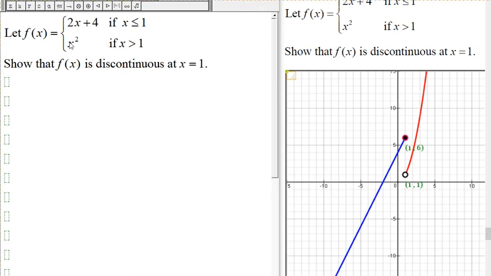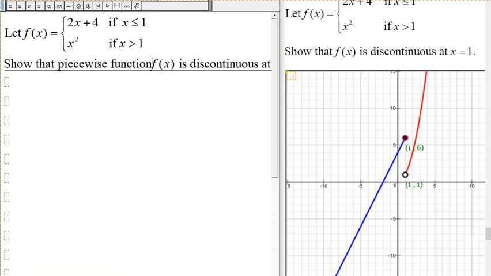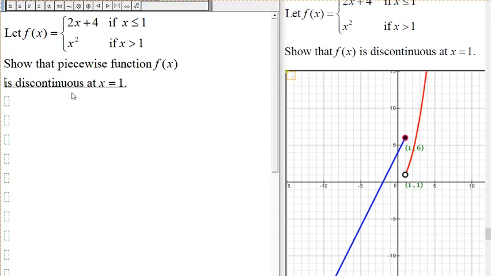Here we have the piecewise function. Let's write that in. This is called a piecewise function, and this function is equal to 2x plus 4 if x is less than or equal to 1. And then it's equal to x squared if x is greater than 1.